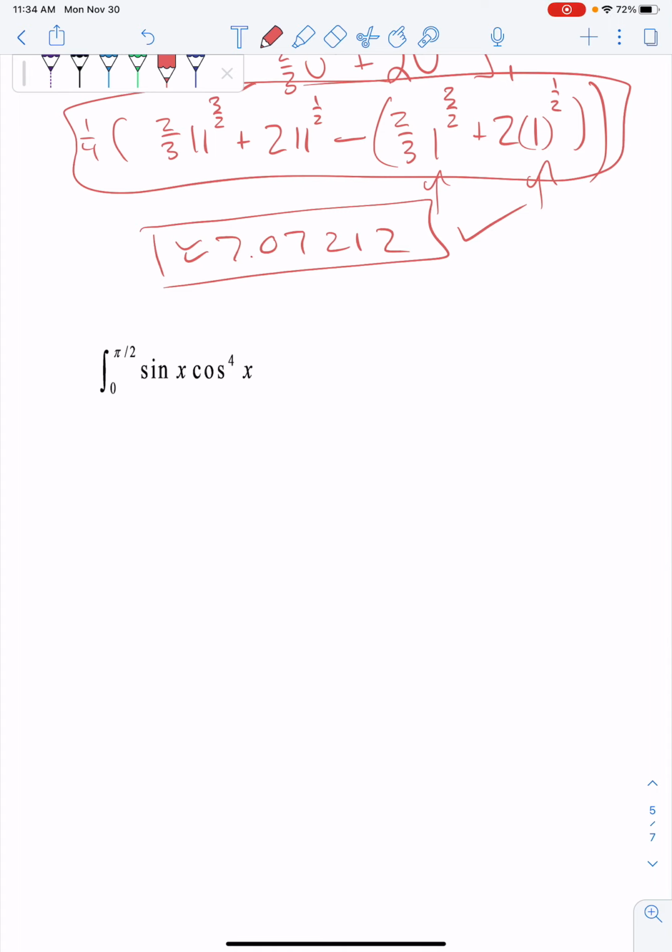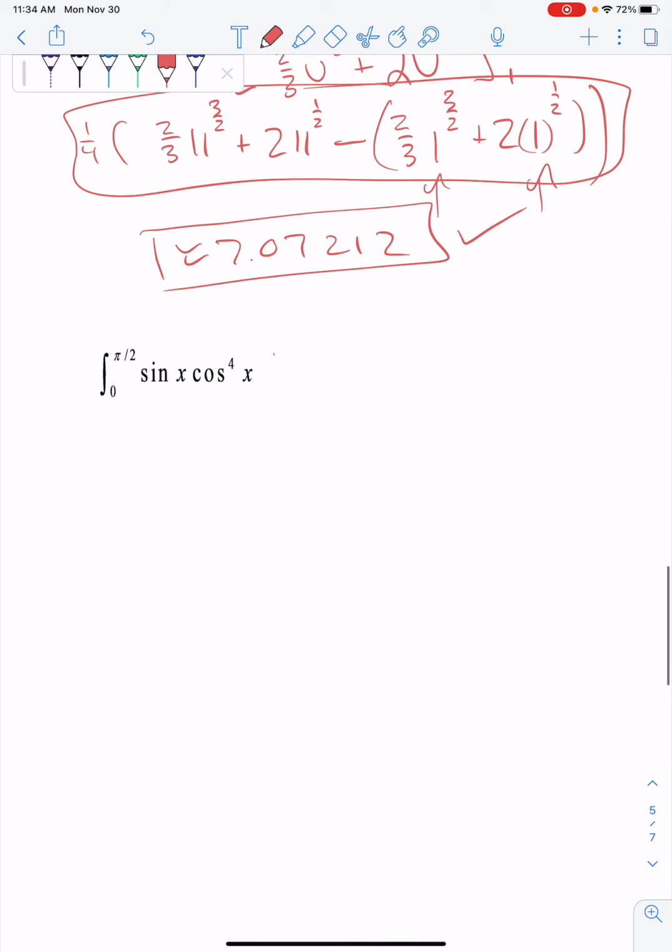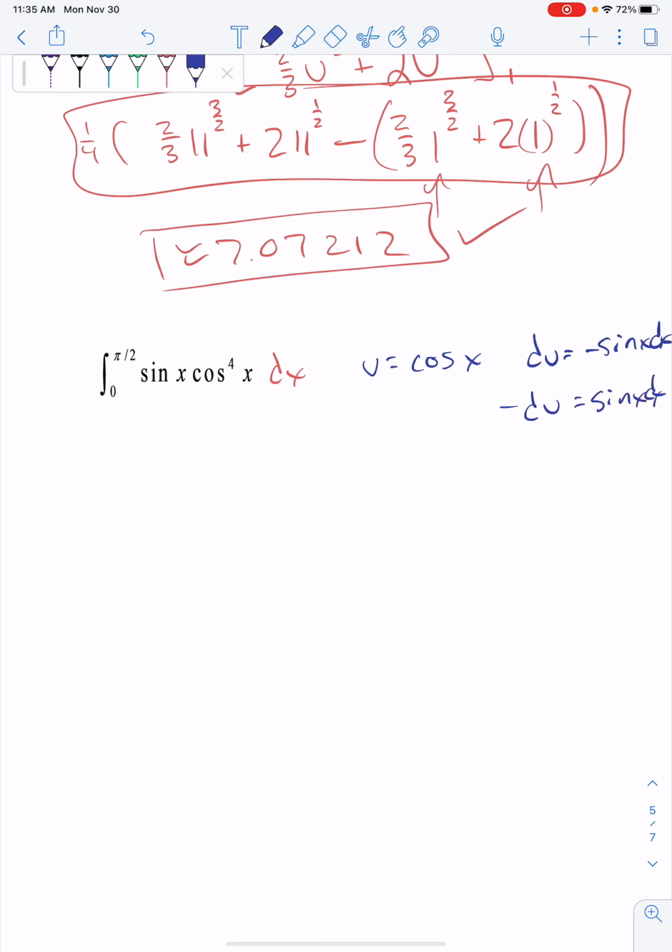All right, evaluating the integral from 0 to pi halves of sine x cosine to the 4th power x. Oh, I forgot a dx right here. Okay, so let's let u equal cosine x, which means du is going to equal negative sine x dx, which means that negative du equals sine x dx. So that gets rid of my sine, my cosine, and my x, and it gets rid of my dx.